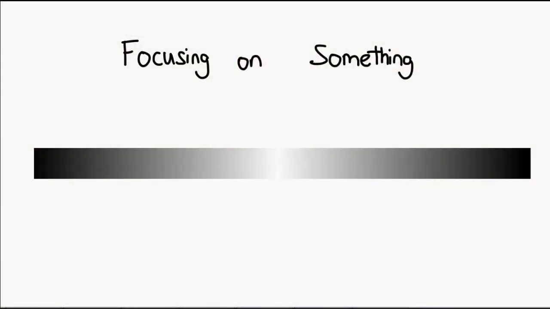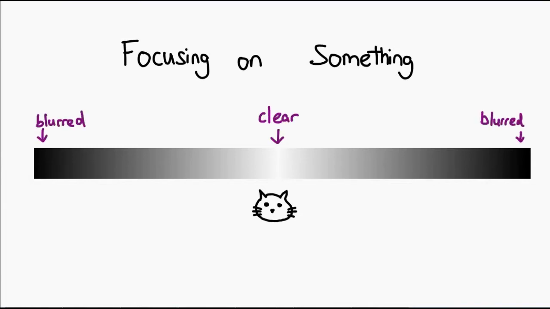Now, take a look at this particular gradient. Let us say that white represents in focus and black represents out of focus. So normally when you try to focus on something, you'll imagine that the focus looks something like this. It is clear at a certain part, and then eventually it starts blurring out because those stuff gets out of focus.